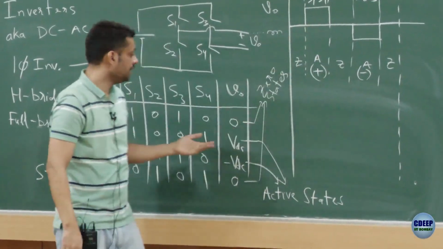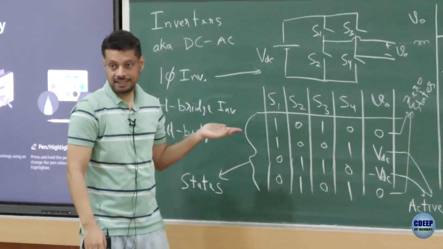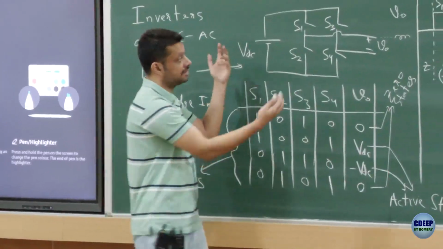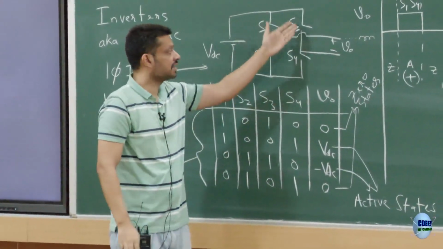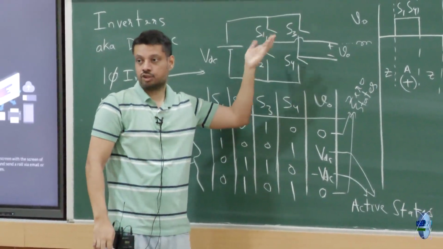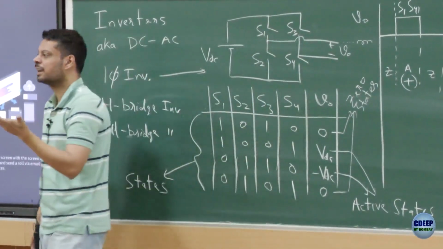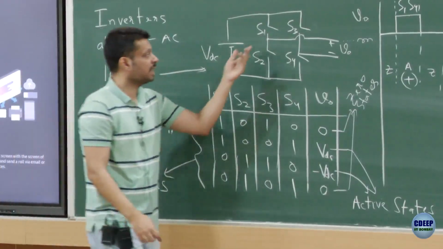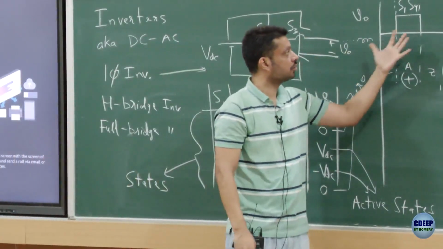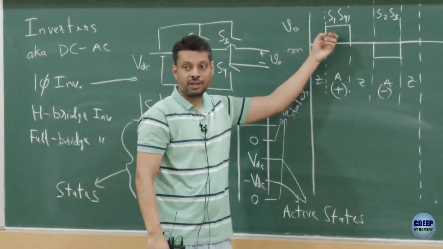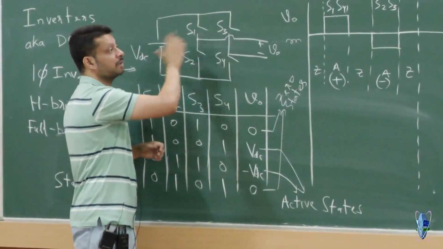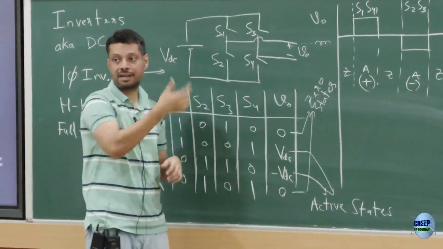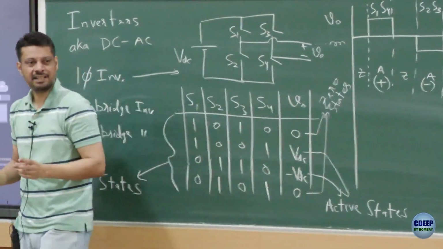But if you only use one of the zero states, let's assume we are using only S1, S3 as the zero state, then a lot of current is flowing through S1, S3. So the RMS current flowing through S1, S3 becomes more. Why? Because S1, S3 will be conducting during zero states also. Anyways, S1 is conducting during active state also. So as compared to these two switches, if you use this zero state for all duration, this will have more RMS current. They are all identical switches, right?